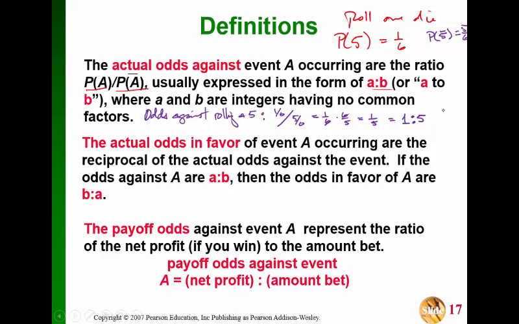So if we play that game where I roll a die, if we get a 5, then you win. If you get any other number aside from the 5, then I win. So what are the odds against you? The odds against you are 1 in 5, or 1:5.